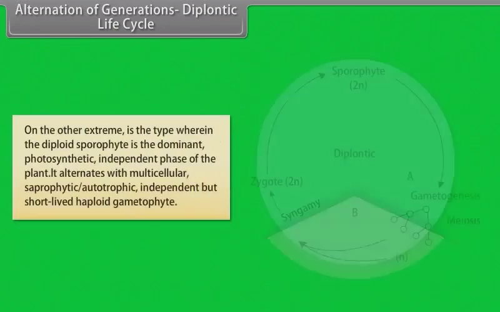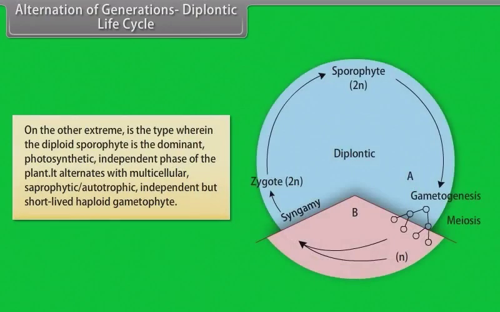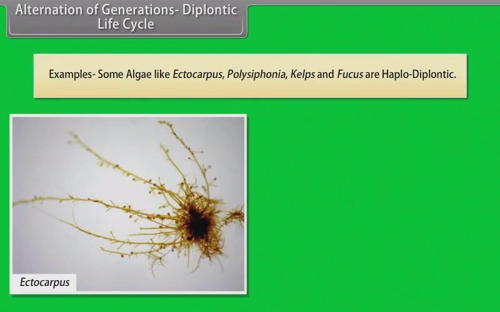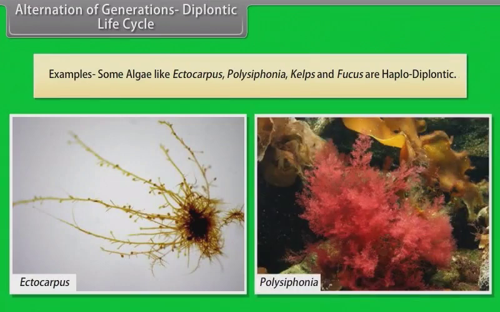Alternation of generations. Diplontic life cycle. On the other extreme is the type wherein the diploid sporophyte is the dominant, photosynthetic, independent phase of the plant. It alternates with multicellular, saprophytic, autotrophic, independent but short-lived haploid gametophyte. Examples: some algae like Ectocarpus, Polysiphonia, kelps are haplodiplontic.